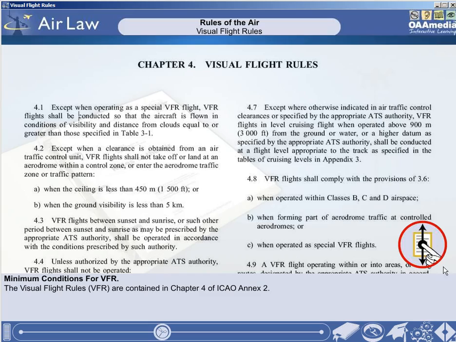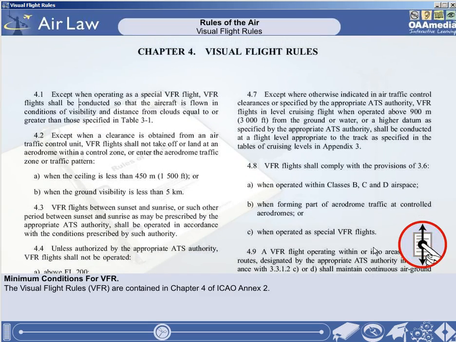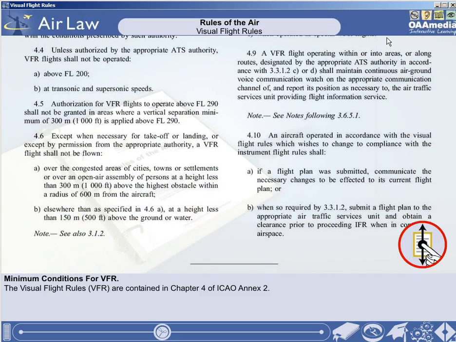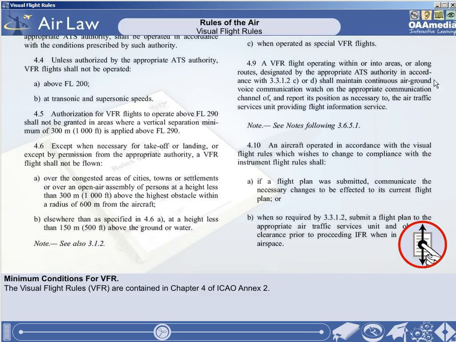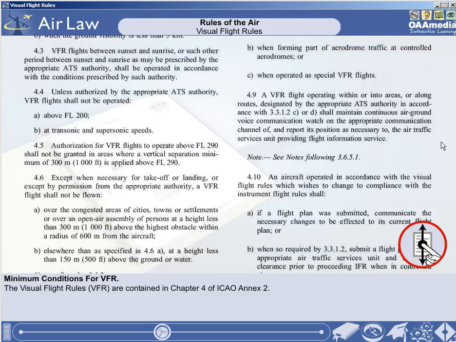Now let us look at the visual flight rules themselves. They are contained in Chapter 4 of ICAO Annex 2. Here's the actual page from Annex 2 on which the VFR rules are contained. If you wish, you may scroll through the page to look at the rules yourself. But if you are referring to the visual flight rules for operational purposes, or before taking an examination, make sure that you consult the latest edition of Annex 2.